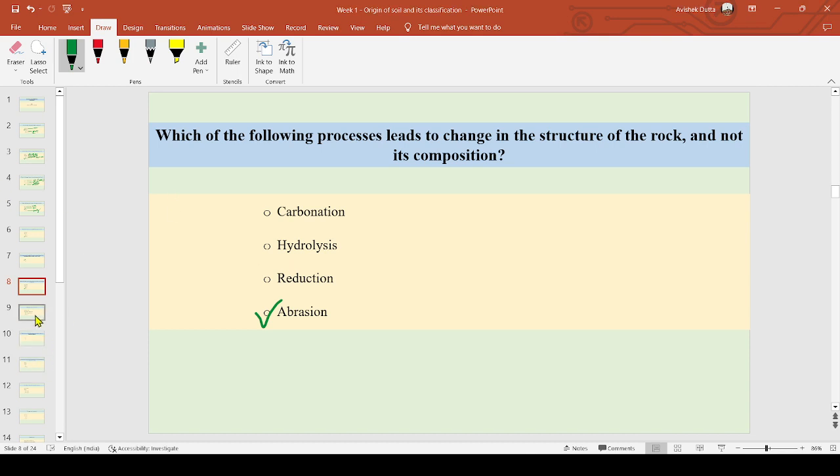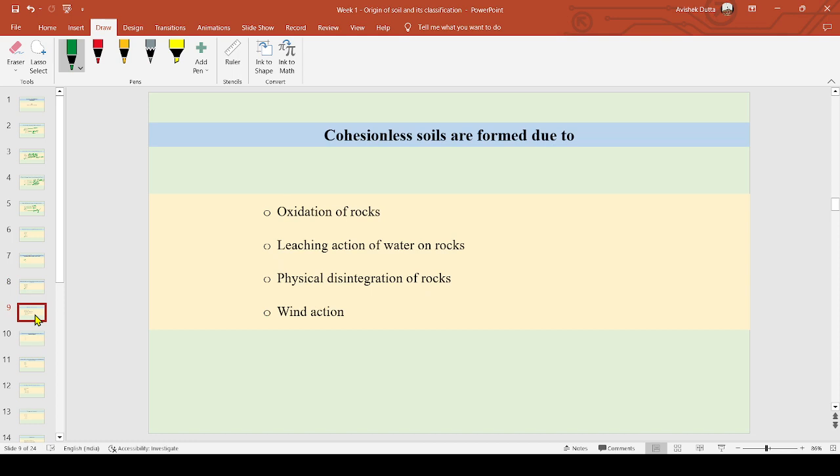Okay, next question. Cohesionless soils are formed due to... Any answer?